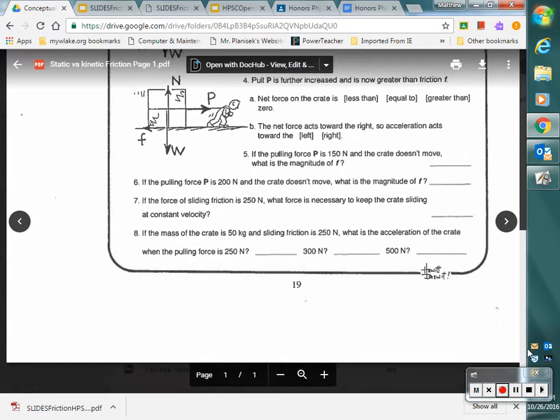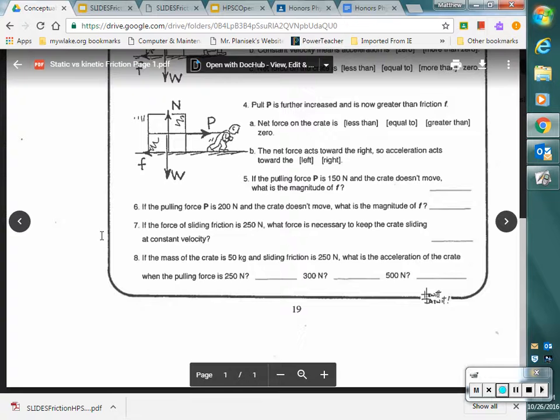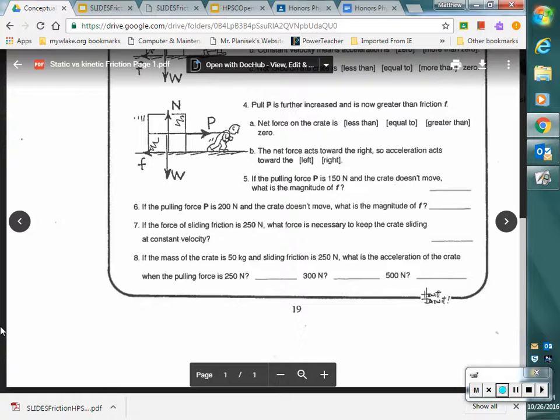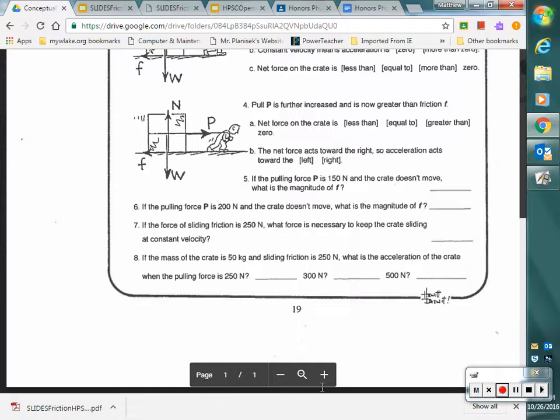All right, let's take a look now at question number 4. It says, pull P is further increased and is now greater than friction. If pull P is greater than friction, the net force on the crate is less than, equal to, or greater than 0? It is now greater than 0. So the net force is greater than 0 for 4A. Net force acts to the right. So acceleration acts towards the right because net force causes acceleration. Good there with those two?